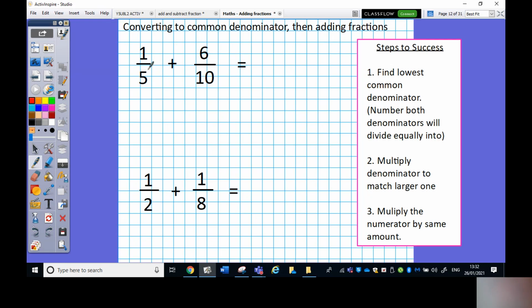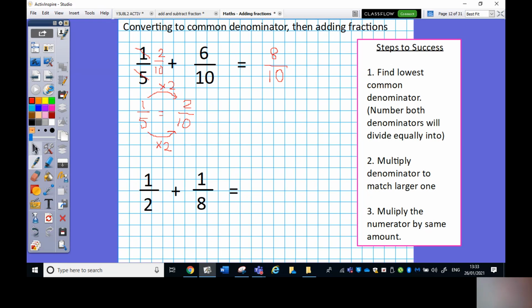So let's start with this one. What's the common denominator? 5 and 10. Good, 10. So let's find the common denominator of 5. What must I do to 5 to get 10? Good, multiply it by 2 and the same, I need to multiply my numerator by 2, and the answer is 2/10. Now that I have my answer, 2/10 plus 6/10 equals 6 plus 2 equals, good, 8/10.